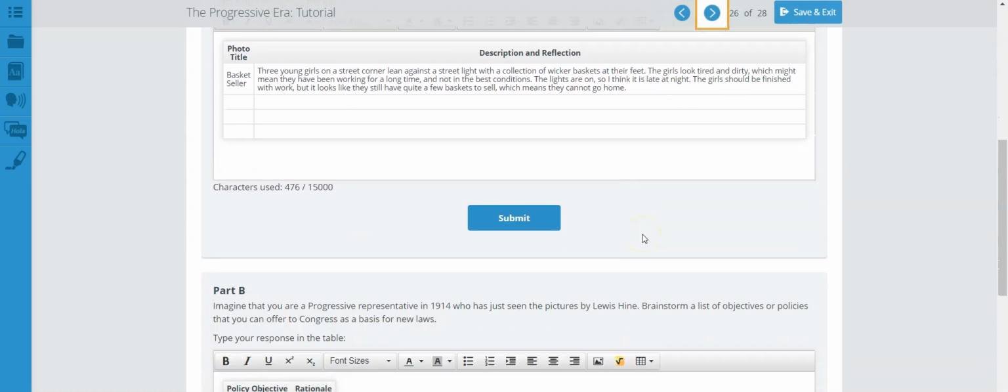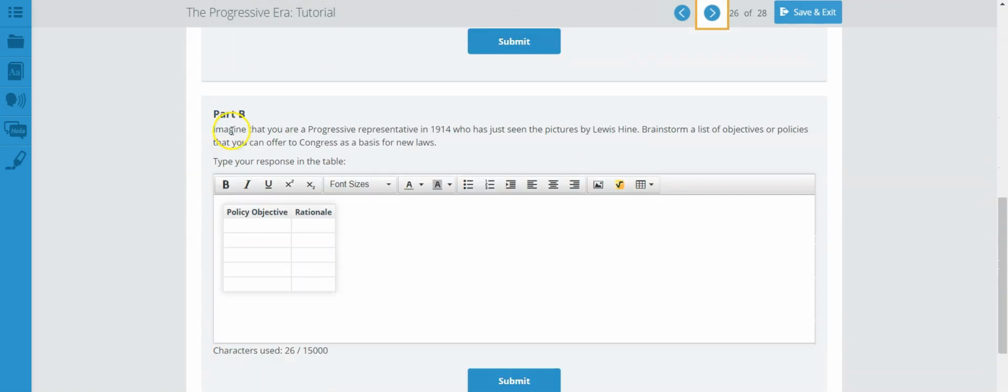Let's move on to part B of this activity. Imagine that you are a progressive representative in 1914 who has just seen the pictures by Louis Hine. Brainstorm a list of objectives or policies that you can offer to Congress as a basis for new laws. Right here, you're basically answering what you're being asked to do. Make sure, once again, that you are on top of this.